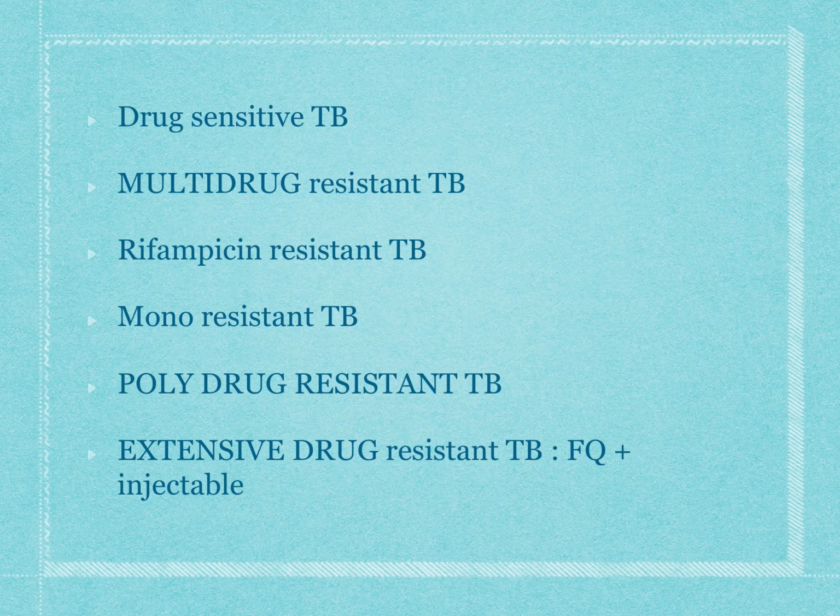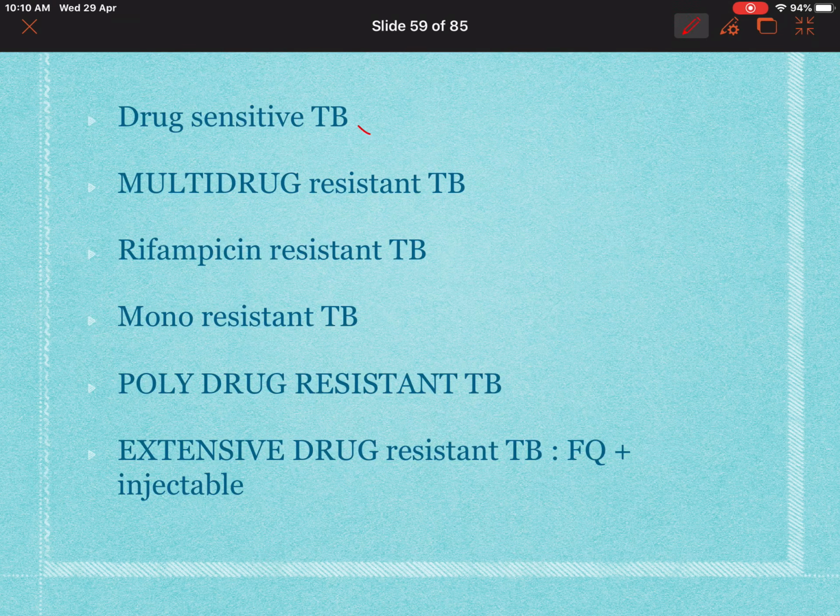So before we understand this, we need to know under what categories a patient can come. The patient is exposed to TB bacilli, he develops tuberculosis, but we have to test him for drug resistance. If a patient is sensitive to rifampicin and isoniazid, those are the first line of therapy, we call him drug sensitive TB.